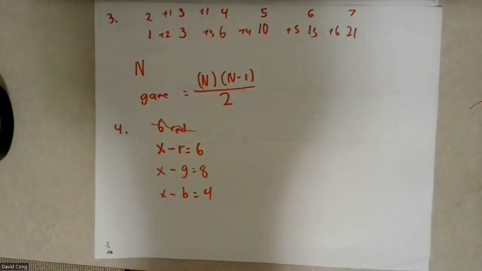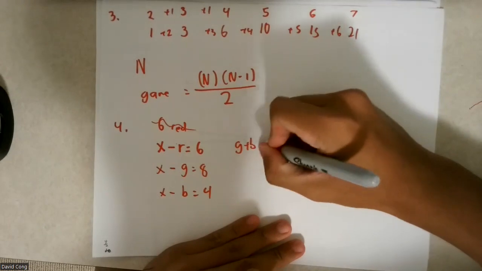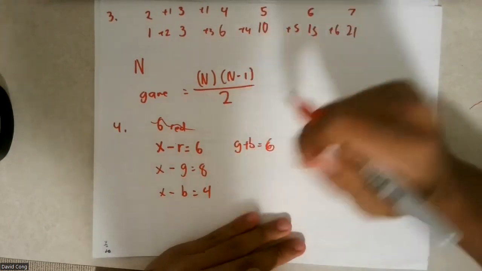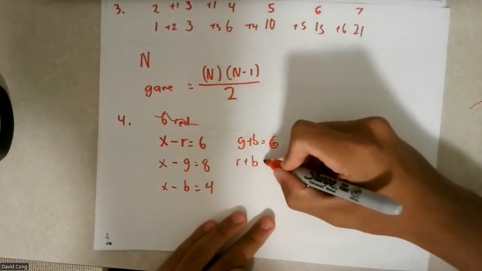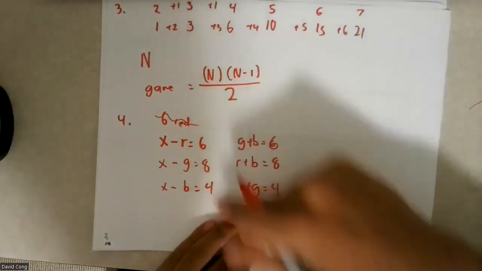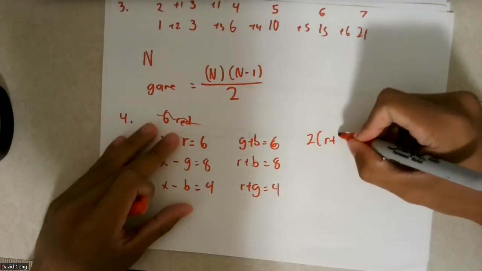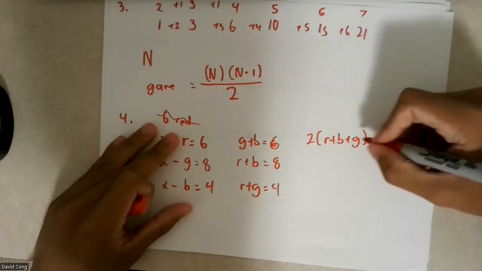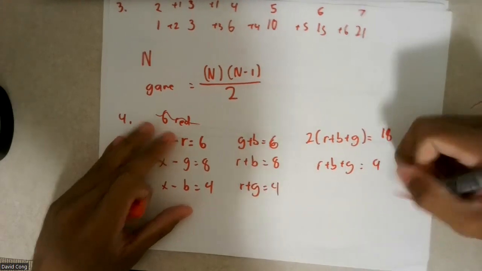Okay, so let's think about it. We know all but 6. So what does this tell us? G plus B equals 6. What does this one tell us? Well, we know everything here isn't green, so red plus blue equals 8. And we know everything here isn't blue, so red plus green equals 4. Now let's add these. And would you look at that? Red plus blue plus green is equal to 9.